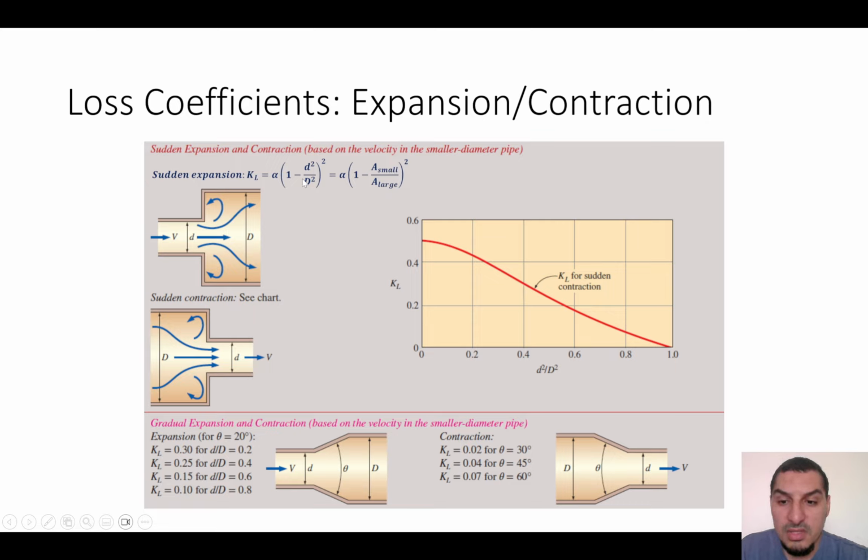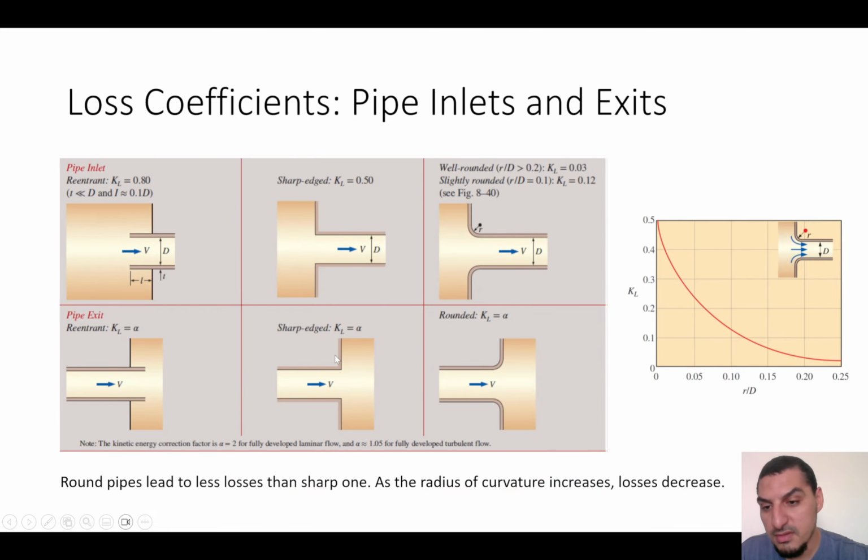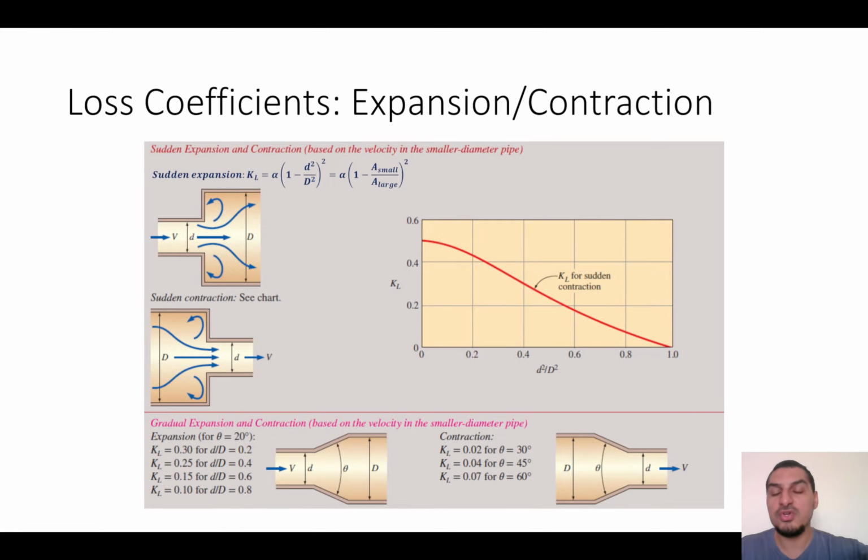So we just substitute in the equation, and by knowing the two diameters we can simply find the loss coefficient. There is one interesting thing here: in case of expansion, let's say the large diameter is much larger than the smaller diameter. In this case, this term will be almost zero, and then KL is going to be equal to alpha. So the pipe exit can be considered as a special case of the sudden expansion, where we have a large ratio of areas.